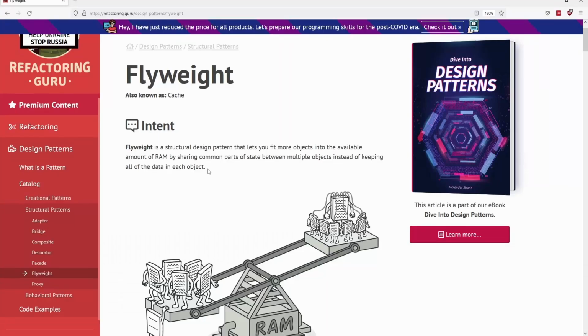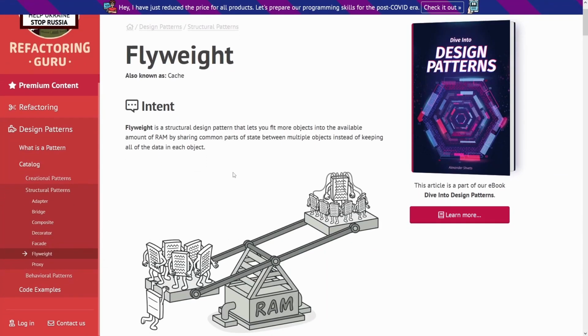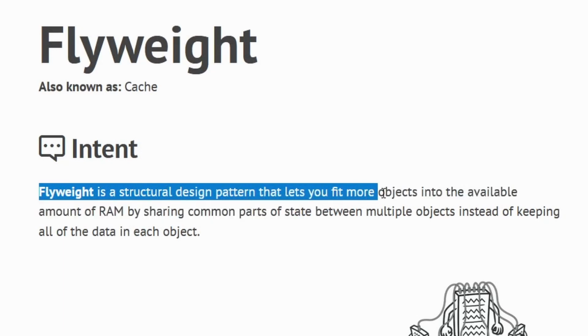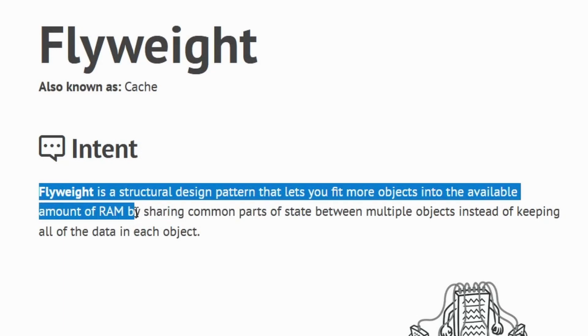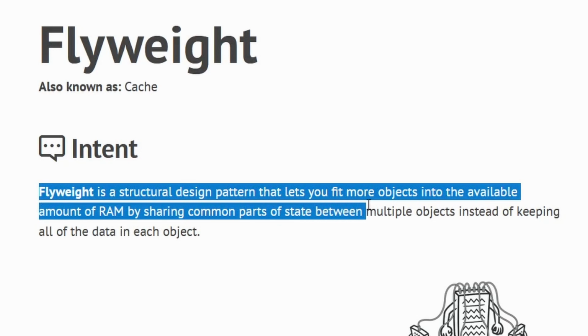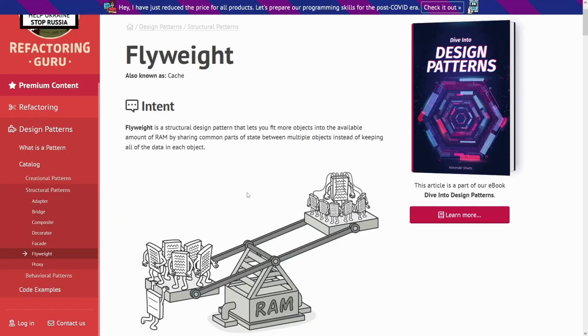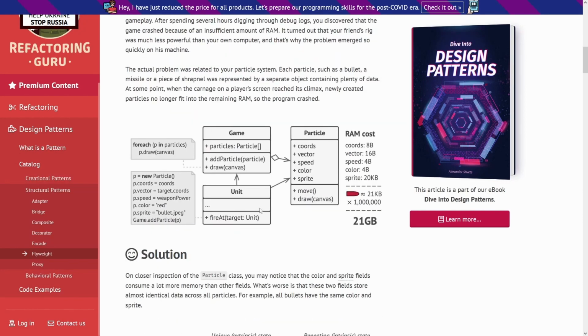We're over at refactoring.guru. They seem to have pretty good versions of a lot of these. So if you get stuck, highly recommend reading through their articles. Also known as cache. That sounds about right. So here is the, we'll just read their quick intent section because I think this summarizes it very well. Flyweight is a structural design pattern that lets you fit more objects into the available amount of RAM by sharing common parts of state between multiple objects instead of keeping all the data in each object. There we go. I feel like that's pretty straightforward.